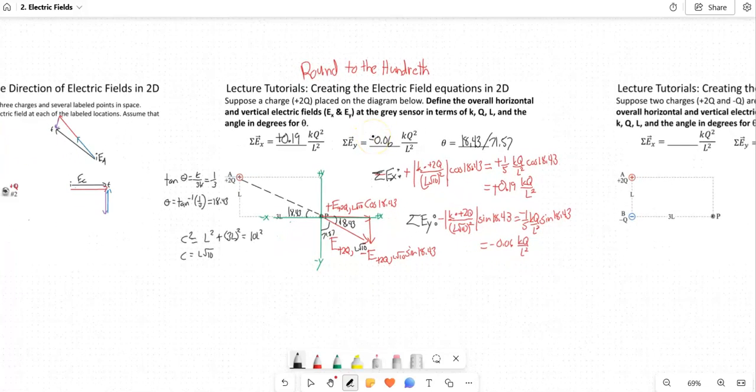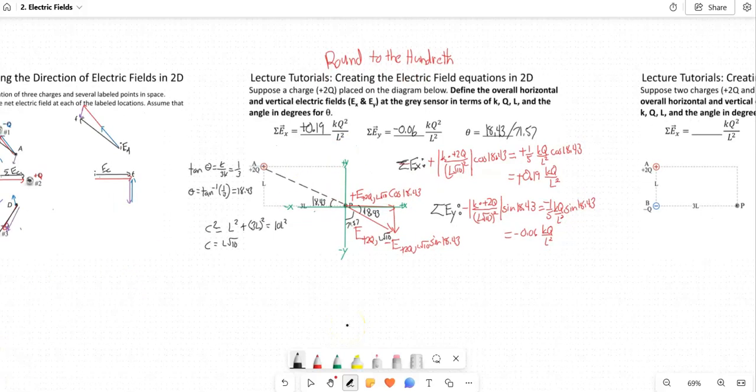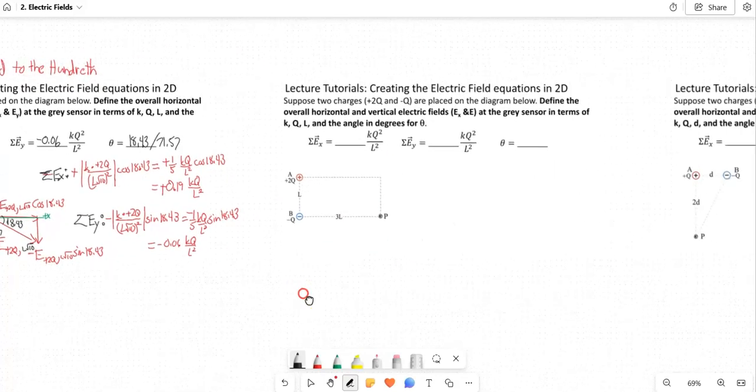Okay. So very similar to what we did before in forces. And we're rounding to the 100th. So I'll make sure I put that note in your tutorials. Okay. So there is your first example. All right, let's go ahead and move on.